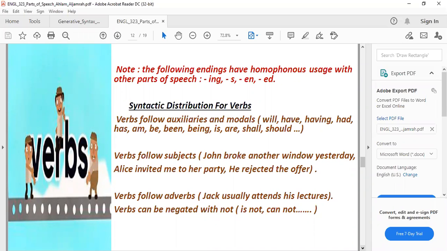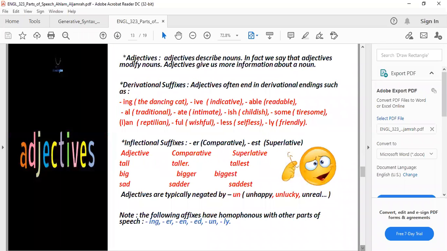Yes, Arif, go ahead. Verbs can be negated with not, is not, cannot. Yes. You took this in 101, so you can read them quickly because this is an easy topic. You can just go over them very quickly, Arif.